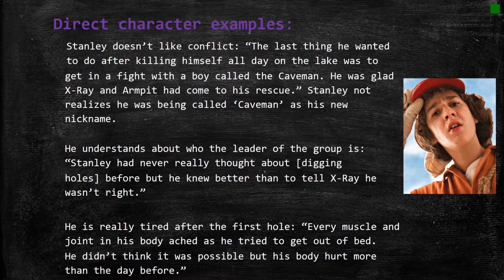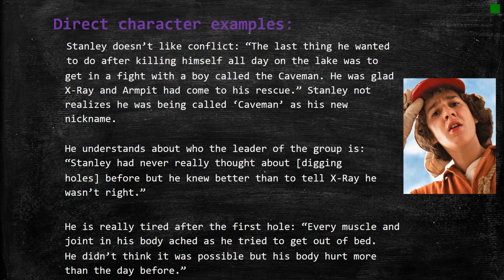Direct character examples. Stanley doesn't like conflict. The last thing he wanted to do after killing himself all day on the lake was to get into a fight with a boy called the Caveman. He was glad X-Ray and Armpit had come to his rescue. This is a direct quote from Stanley. Here, Stanley doesn't even realize he's being called Caveman as his new nickname. He understands about who the leader of the group is.